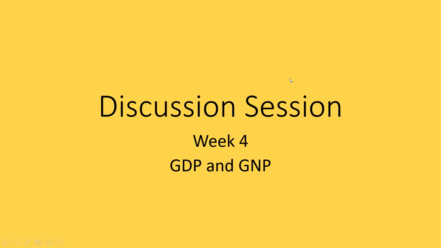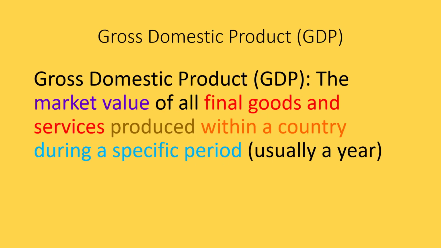So remember that we talked about the definition for gross domestic product in our Chapter 7 lecture video, the first one for that particular chapter. And remember, it is the market value of all the final goods and services produced within a country during a specific period. If you're measuring that GDP annually, then that period is the year. So again, we're going to break down that definition.